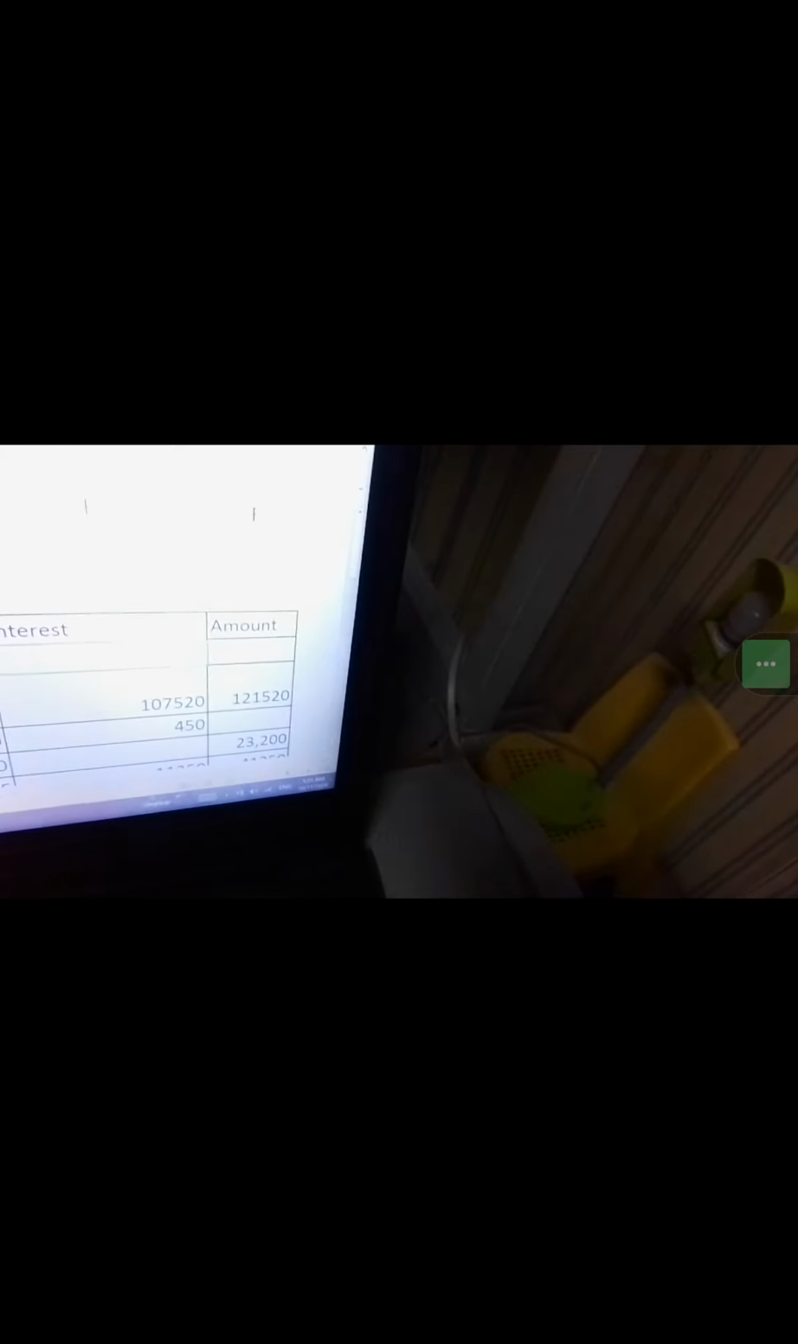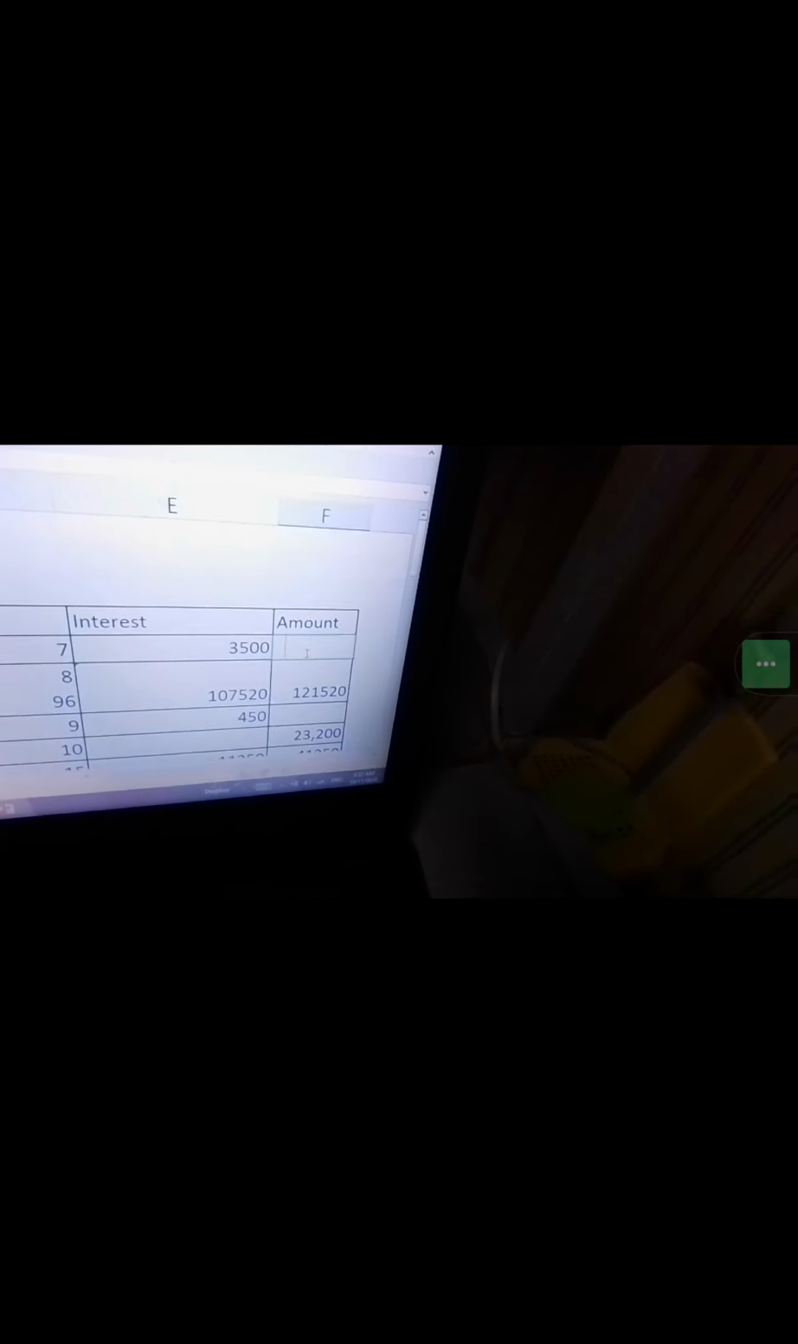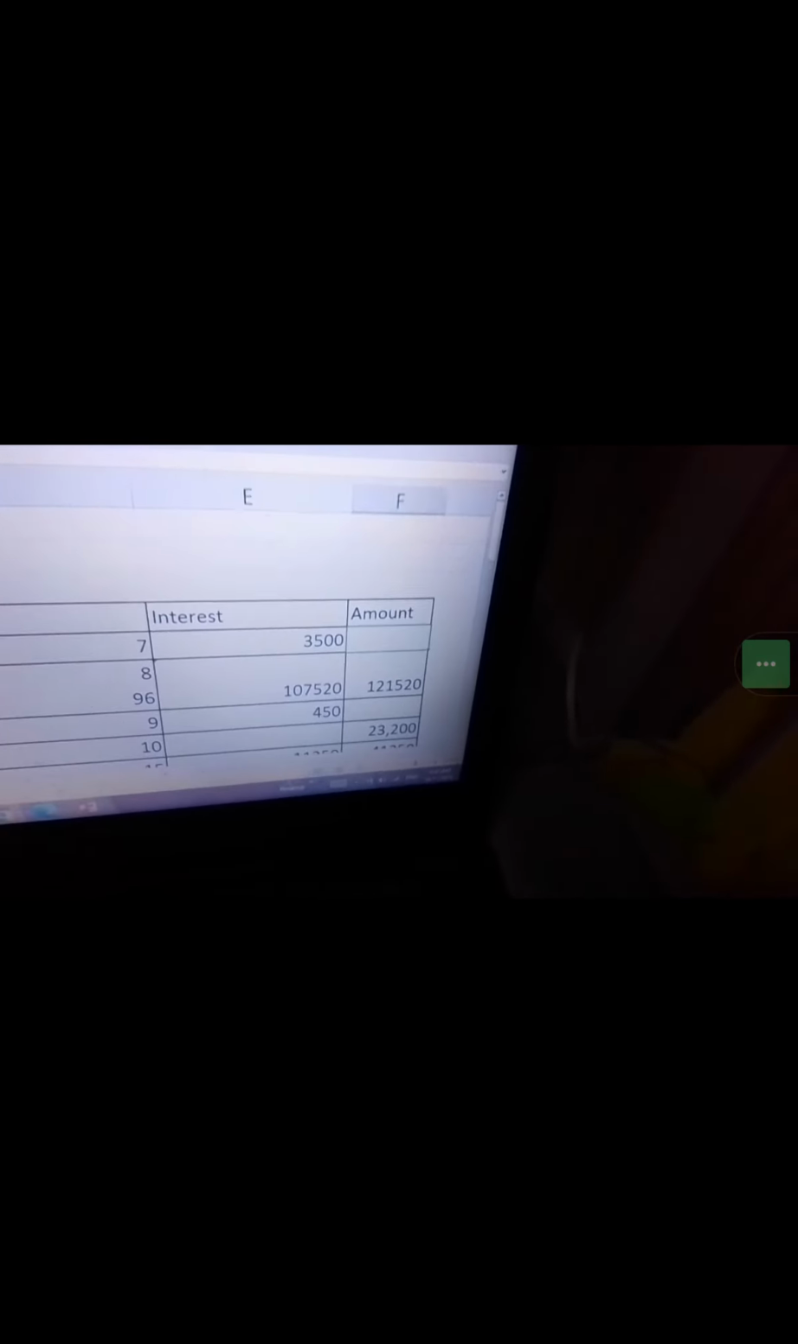So what is your answer? Your answer is 3,500, just like what is stated in my solution sheet. The solution sheet says you're supposed to get an interest amount of 3,500, which you see right here. Now, to solve for the amount, that's easy.